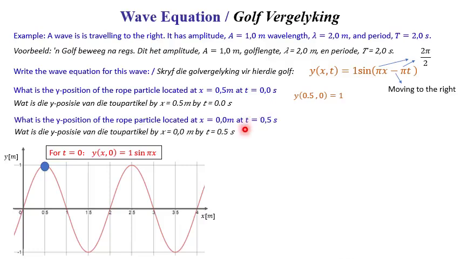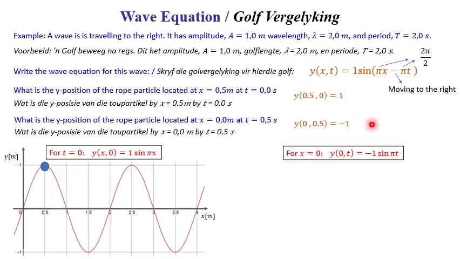Next question, what is the y position of the rope particle located at x is equal to 0? So let's call that rope particle Tembakazi. So Tembakazi is at x is equal to 0. At t is equal to 0.5 seconds, where is Tembakazi? Pause the video now. Welcome back. So a simple substitution once again, x is equal to 0, t is equal to 0.5. You put that into your calculator, you should get the y position out as -1.